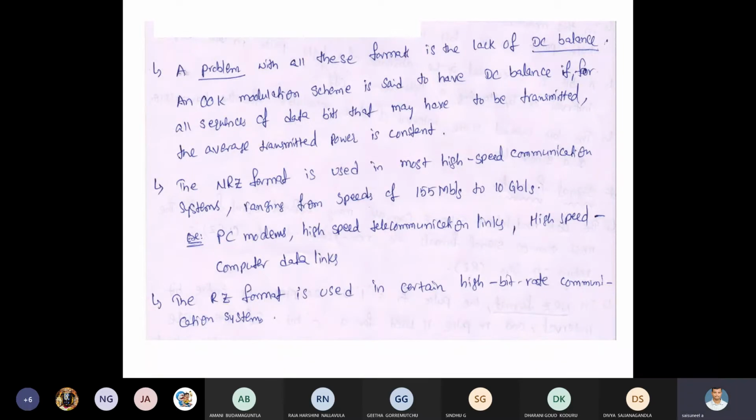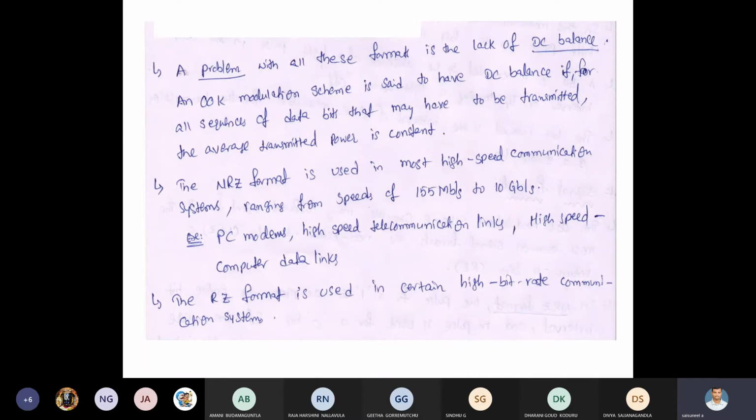Here, what problem occurs in both return to zero and non-return to zero formats? DC balance. What is meant by DC balance? What is meant by a DC signal? That is a constant voltage we are getting. This is a problem in both return to zero and non-return to zero. That is, at what point it starts the DC voltage and at what point it ends the DC voltage. That is a problem.